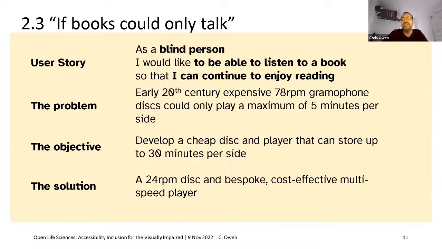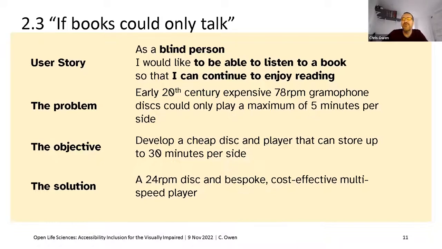Now, the problem in the early 20th century was these expensive gramophone discs ran at 78 RPM and you could only play a maximum of 5 minutes per side. So if you take something like Harry Potter and the Philosopher's Stone, read out very well by Stephen Fry, that's 9 hours and 33 minutes long, which would take 115 sides of gramophone discs, or 58 discs. Imagine that you're changing sides every 5 minutes. You'd need an entire library just to store one book. So it really wasn't very effective.